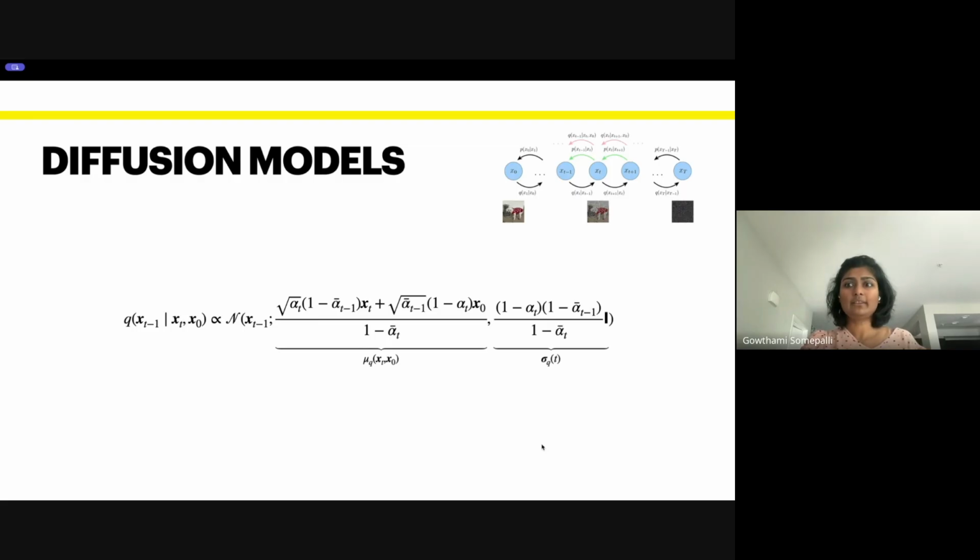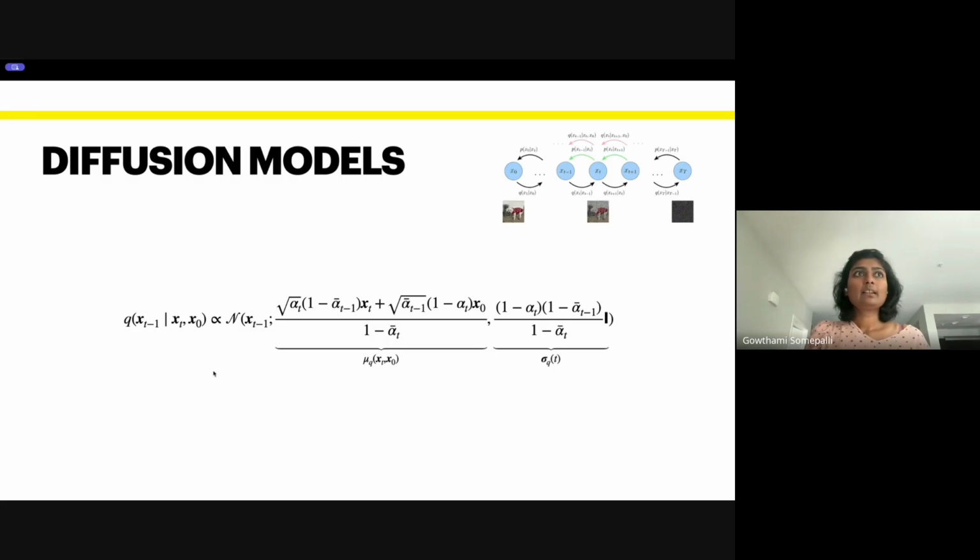All right, let's move on. So we are able to actually compute this posterior. This one is called the true posterior, where if we have access to both x naught and xt, we can compute xt minus 1. You might ask, if we already have a closed form solution, why are we training a neural network? The reason is simple and obvious. During inference, we don't have access to x0, so we have to train a neural network to predict this for us.